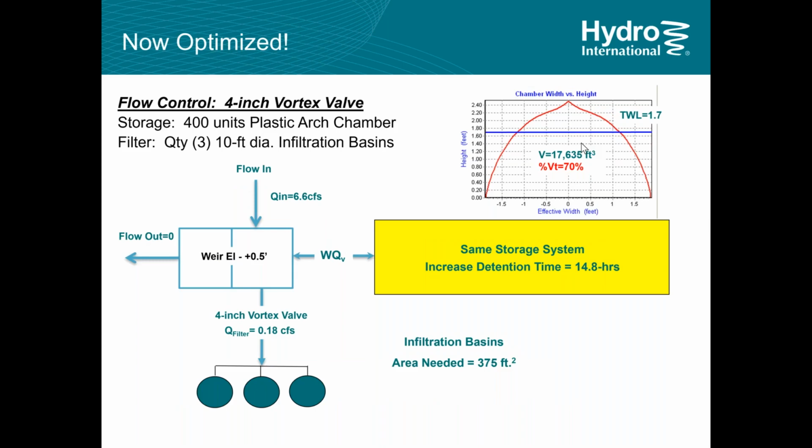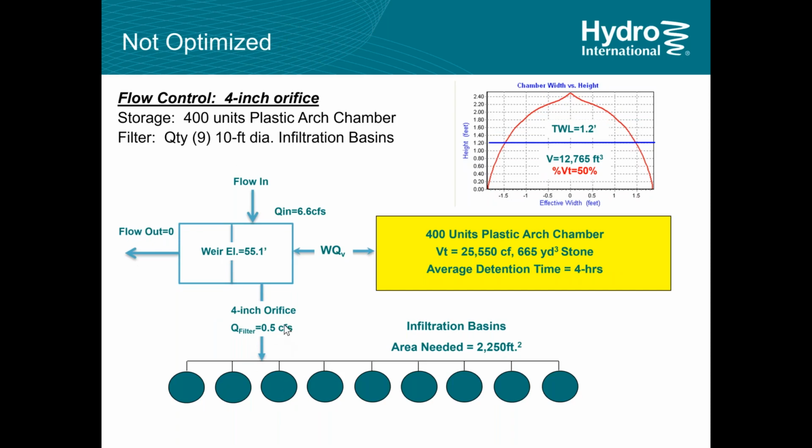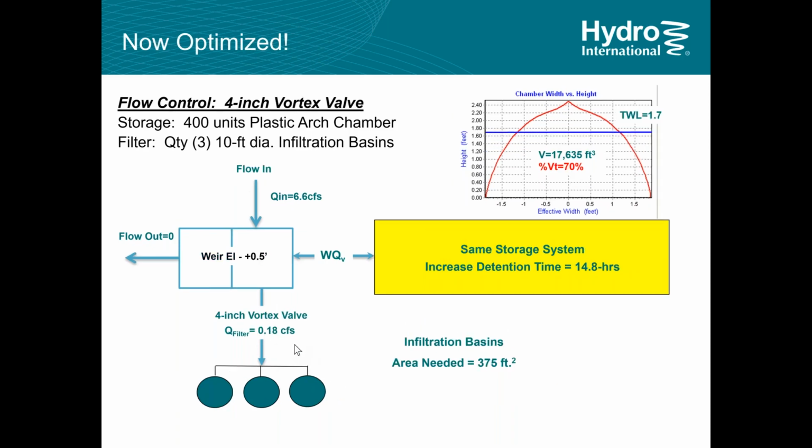Now, if you swap out that 4-inch orifice with a 4-inch vortex valve, a couple of things happen. One is right away, your flow rate drops down. This is the maximum flow rate leaving. Your maximum flow rate drops down to under 0.2 CFS. So we were at 0.5 CFS. Now we're down below 0.2 CFS. So you can get away with a much smaller infiltration area. Now, maybe they only need less than 400 square feet there.